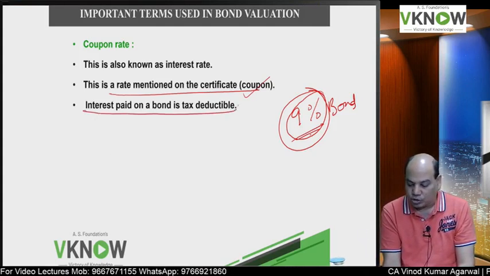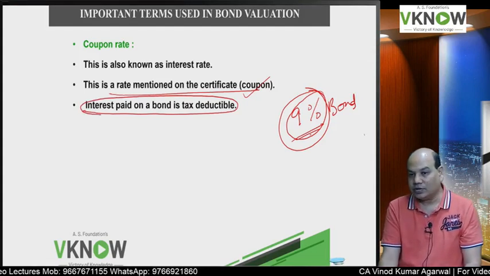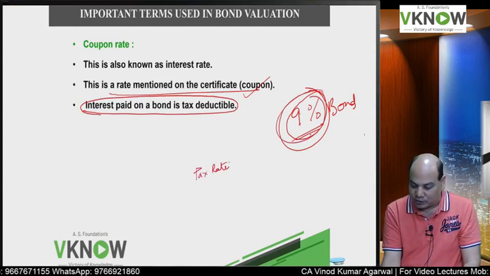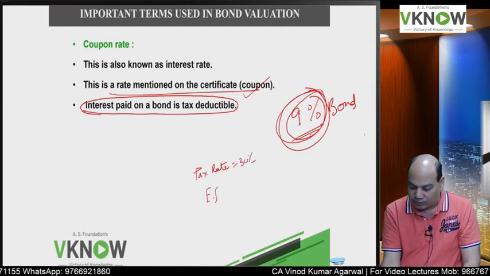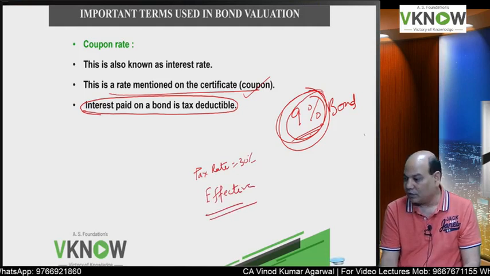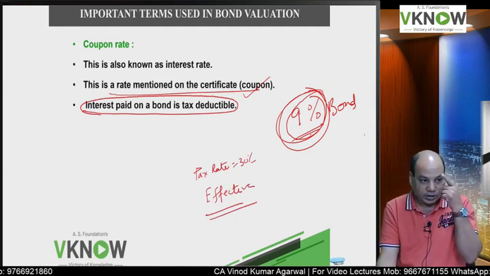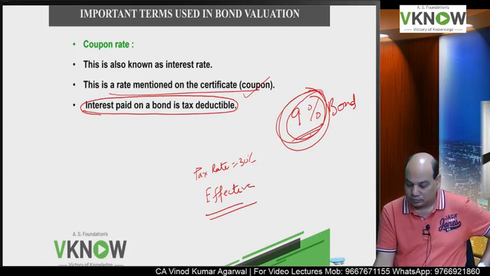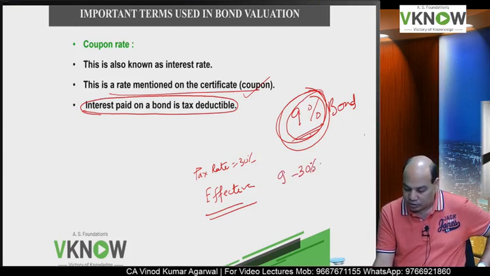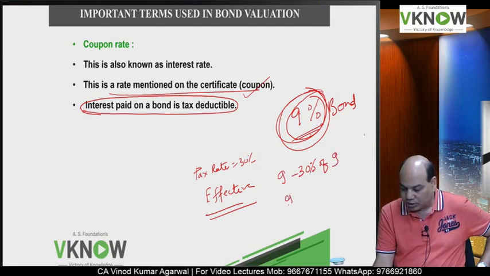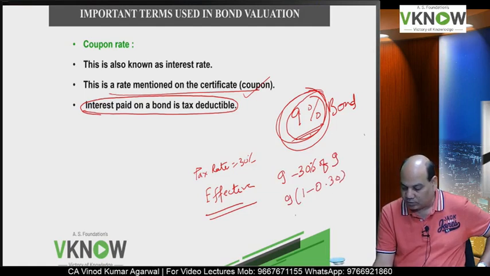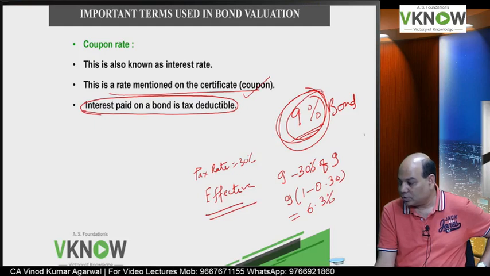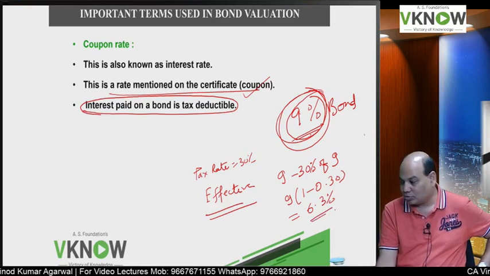Now, advantage of issuing bond to the company is that interest is tax deductible. So if it is paying 9% interest and tax rate is 30%, please reply fast. What will be effective rate of interest considering the benefit of taxation? 9% is interest rate, tax rate is 30%. You will save 30% of 9. So 9 minus 30% of 9, which you can write as 9 into 1 minus 0.30. Use your calculator. Divya has replied 6.3, Anup has replied 6.3, seems to be right.